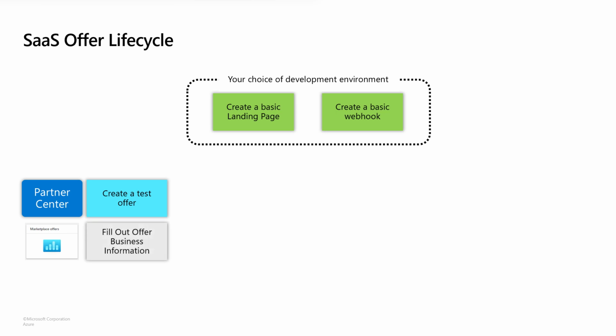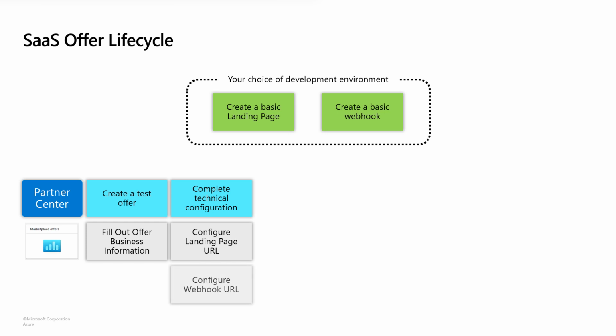So we need to fill out information on the offer that typically comes from the business side of our organization: marketing, finance, etc. Now, we do need to fill some of this out in our test offer in order to publish it, but we'll minimize that, especially during the demo. We then go to our technical configuration section of our offer and fill in information about our landing page and webhook, and we'll see how to do that. It's simply pasting in the URL of our landing page and the URL of our webhook.